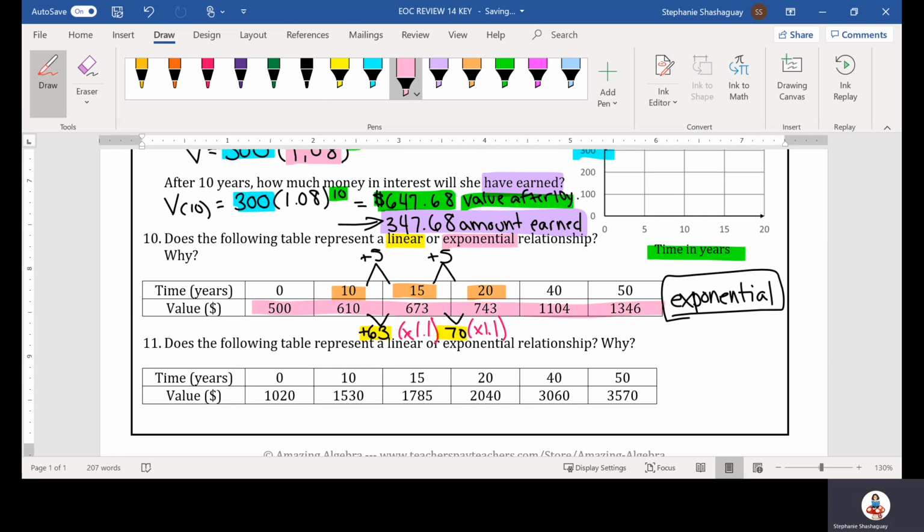Number 11, does the following table represent a linear or exponential function? Again, I'm going to look for the same change in x values. So plus 5 and plus 5. Here from 1530 to 1785, I added 255. And from 1785 to 2040, I added 255. Well, that is a constant rate of change. So this is a linear function.